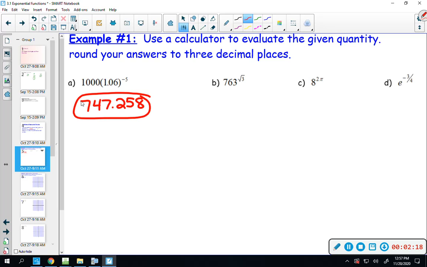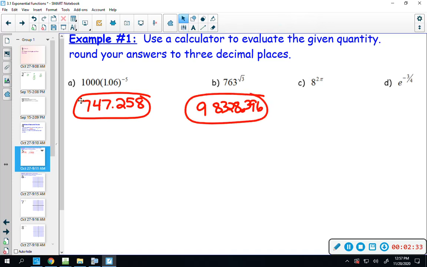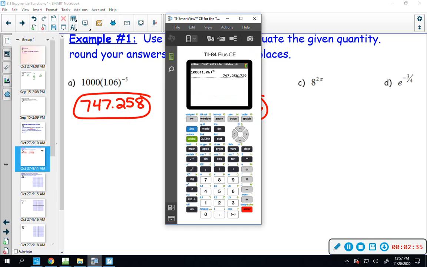Okay, B, of course, same thing. Literally type that in your calculator exactly as it appears. You're going to get a very large number. Because remember, these exponents grow quickly. Here's my decimal point. 8 to the 2 pi. Let's punch this one in really fast. Again, straight as they appear, raised to the, and I'm going to actually use the pi key. I'm not going to round it off to 3.14 because I want it as accurate as possible. So I'm going to jot that down.